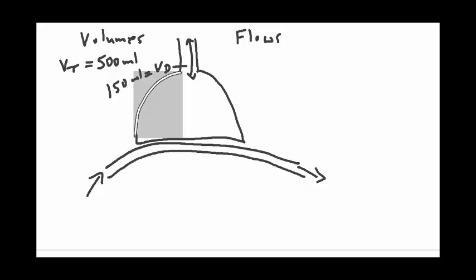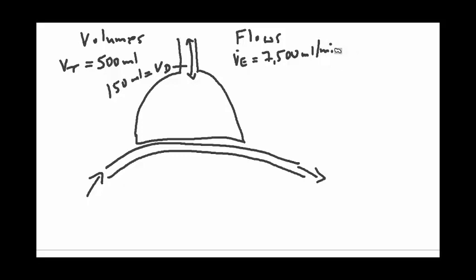So over here on the right side, we're going to put flow. Minute ventilation was the product of tidal volume and breathing frequency. At rest, breathing frequency is normally between 12 and 15 breaths per minute. Let's call it 15 breaths per minute. So 15 times 500 milliliters, and we are at approximately 7,500 milliliters per minute, or 7.5 liters per minute.